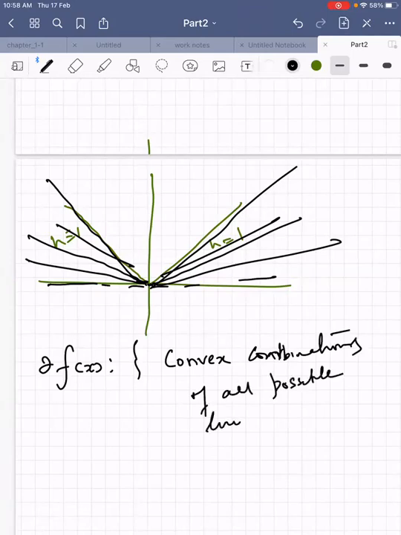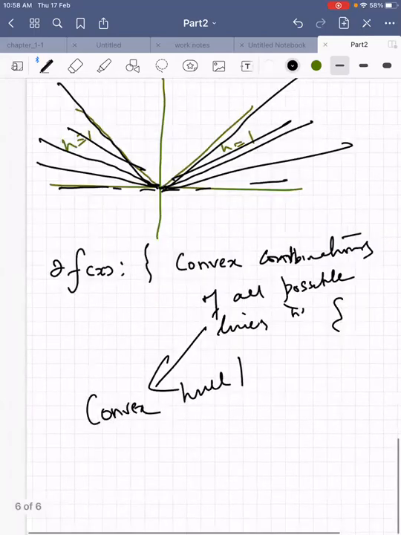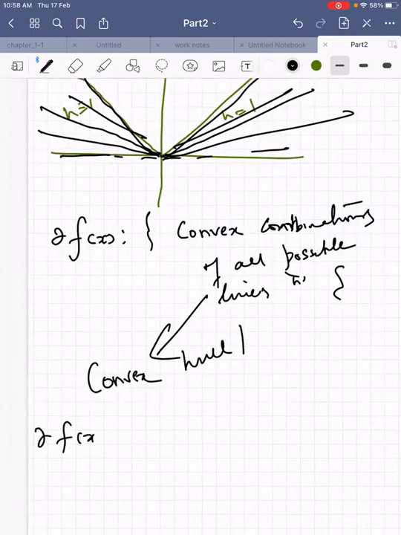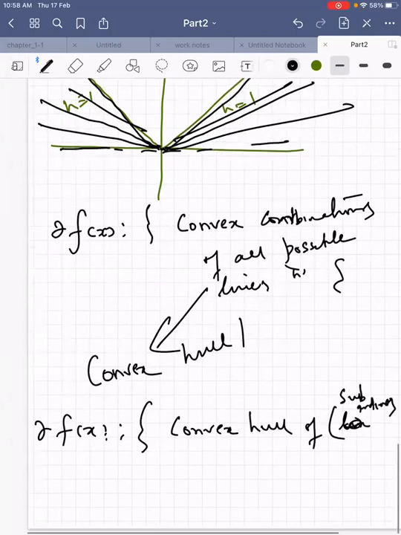So basically, this convex combination of all possible lines or all possible gradients is also called a convex hull of the gradients. So the subdifferential is basically a convex hull of all subgradients, right?